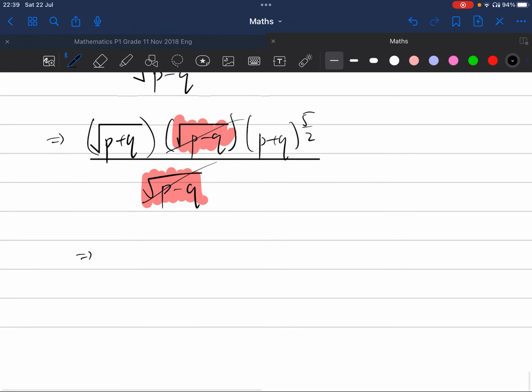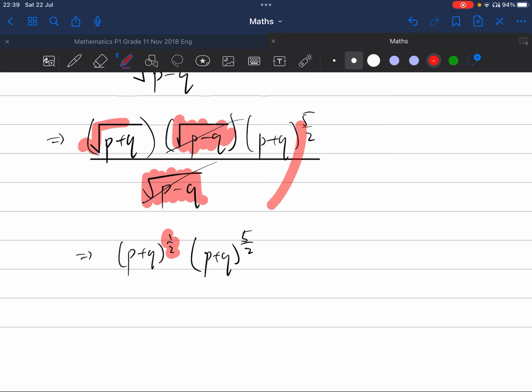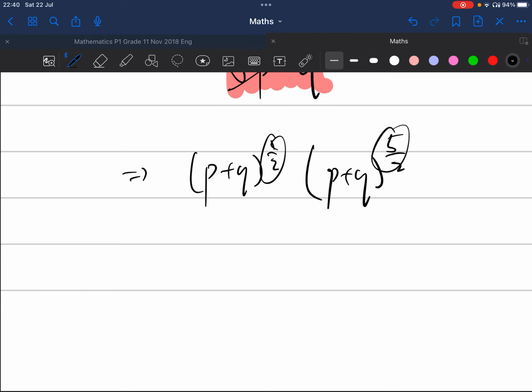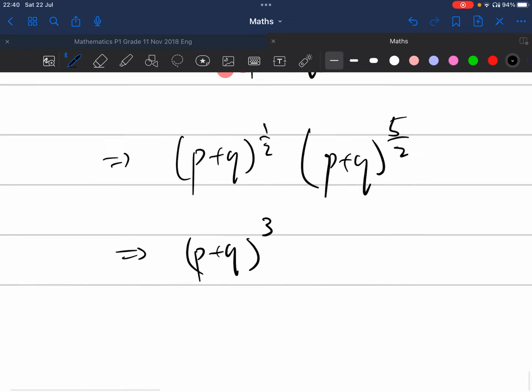And then I'll have (p plus q) to the power of a half times (p plus q) to the power of 5 over 2. So I just took the square root and made it half, and brought that down. Now we have a common base and we're multiplying two exponents, so I just add the exponents together, right? So I'll have (p plus q) to the power, and I'll just use my calculator now, 1 over 2 plus 5 over 2 gives us 3. Okay, so that's the final answer.